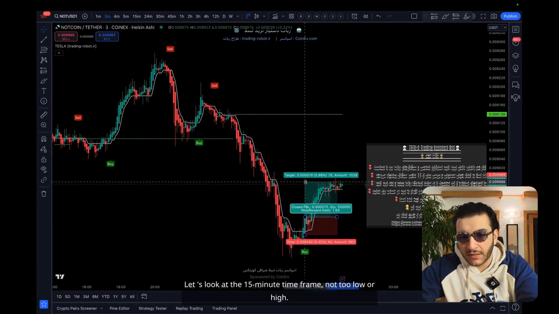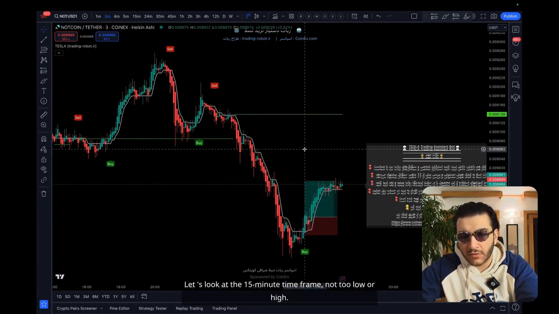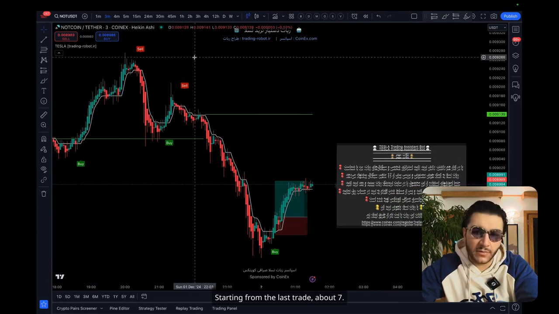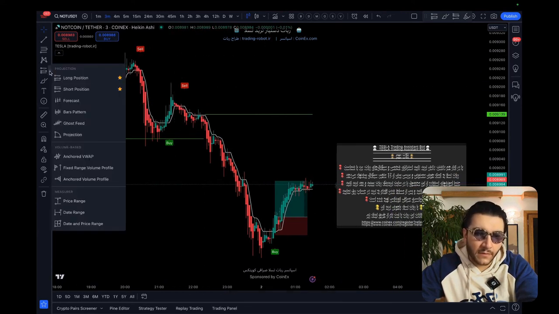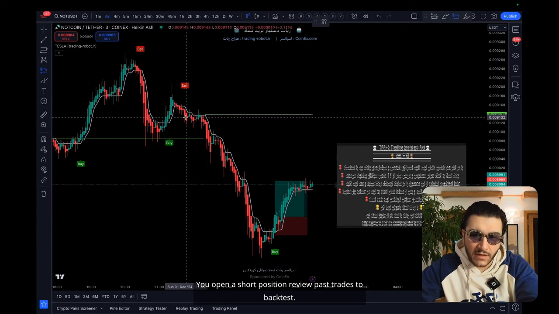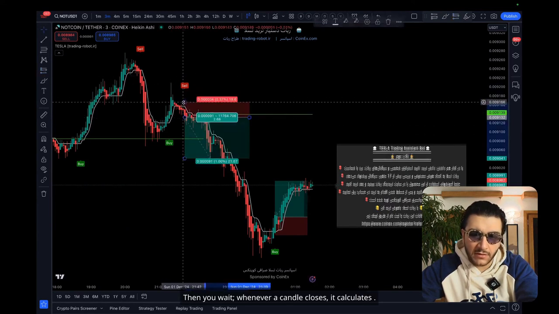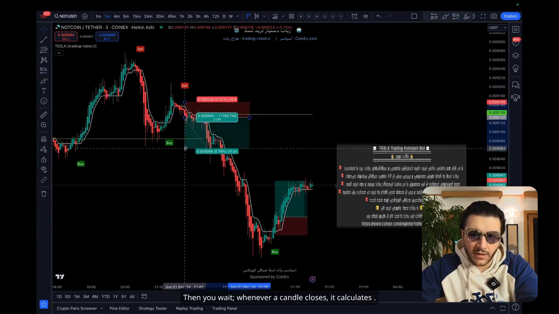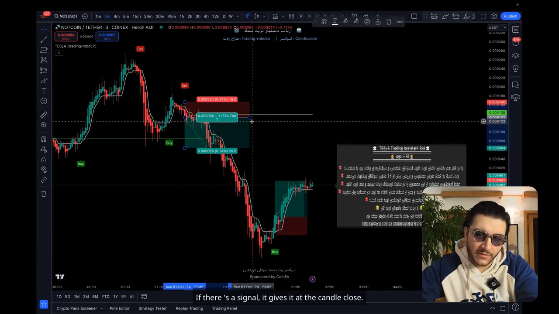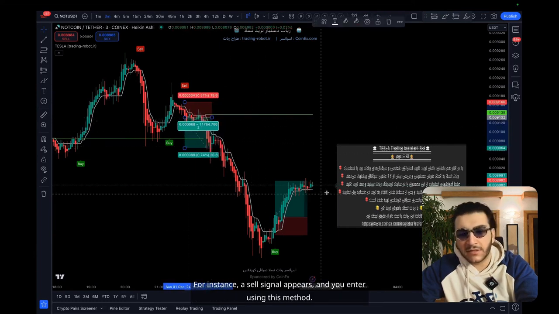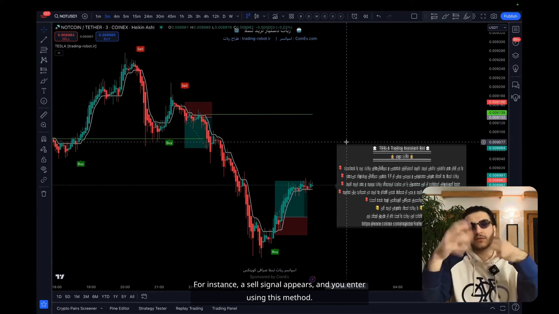This is systematic. Let's look at the 15-minute time frame, not too low or high, starting from the last trade, about 7. You open a short position, review past trades to backtest, then you wait. Whenever a candle closes, it calculates. If there's a signal, it gives it at the candle close. For instance, a sell signal appears and you enter using this method.